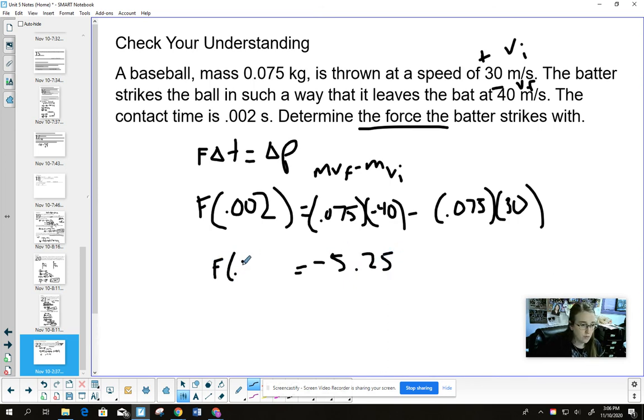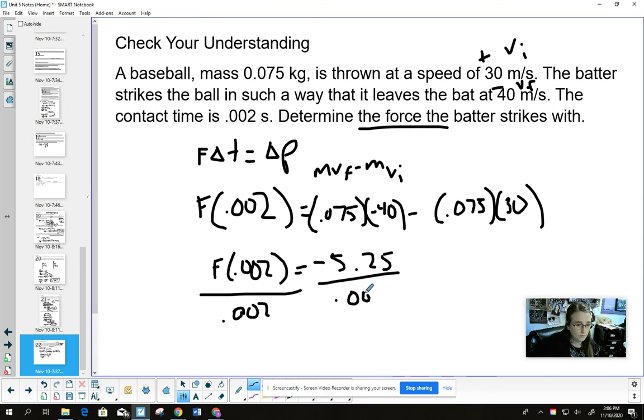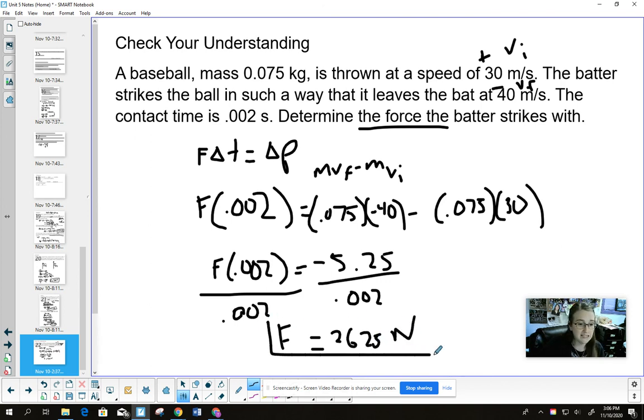We have the force times 0.002. We divide by 0.002. And we've got that the force is 2,625 newtons. That's a lot to hit a ball with. So when you guys try these, this assignment, again, really not very tricky with these ones. You're going to have most everything you need. You just got to pay attention to directions and be very careful where you plug stuff in.